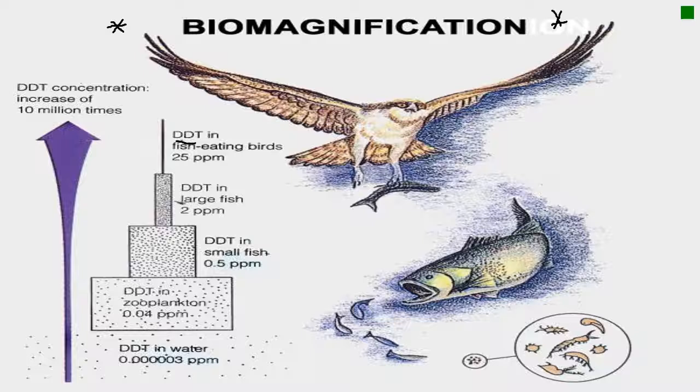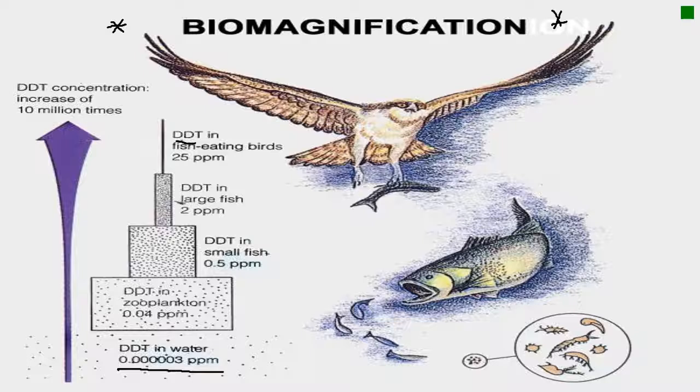So in this example, DDT was used way back in the day to take care of mosquitoes because they wanted to decrease the onset of malaria in people. And it took care of the mosquitoes. That was great. Unfortunately, it had a big impact on the environment because, as you see here, DDT in water constitutes a very, very small percentage, right? There's 0.000003 parts per million of DDT in water.